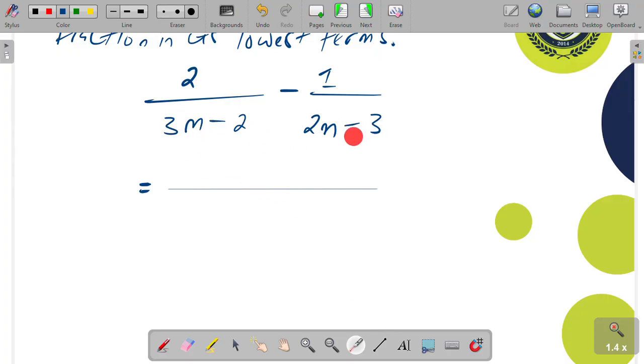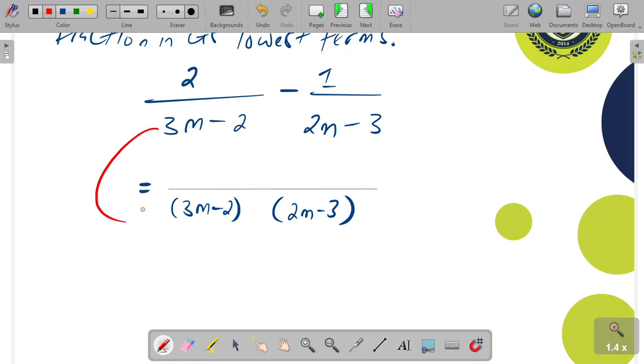So this is our lowest common denominators, or lowest common multiples. We're going to write them down here the way they are. (3m minus 2) close brackets. This side as well, (2m minus 3) close bracket. So you see, this one comes down, this one comes here. This is the logic. We have actually found the LCM.